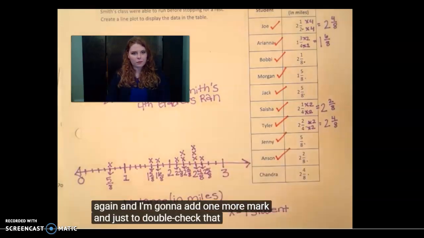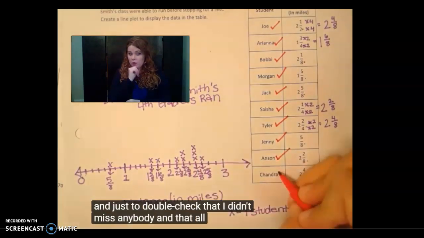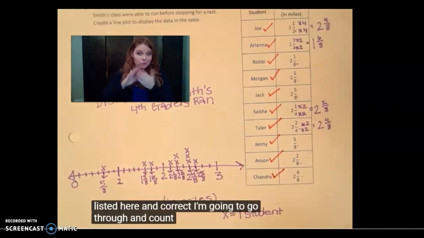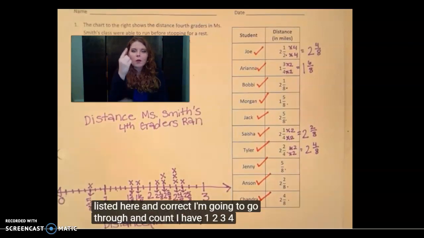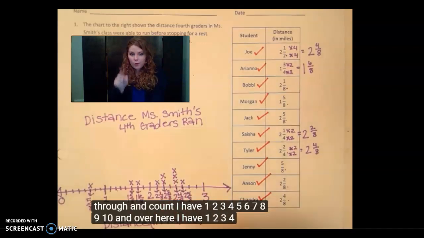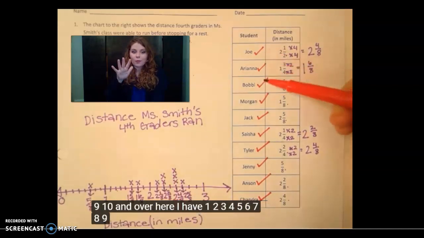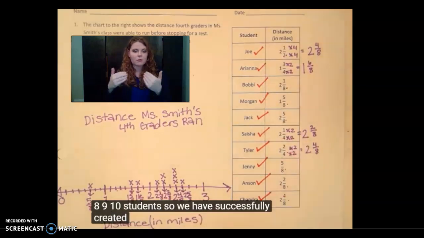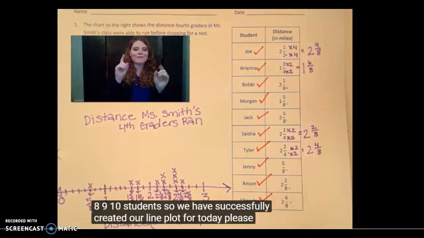And just to double check that I didn't miss anybody and that all my data is listed here and correct, I'm going to go through and count. I have 1, 2, 3, 4, 5, 6, 7, 8, 9, 10. And over here I have 1, 2, 3, 4, 5, 6, 7, 8, 9, 10 students. So we have successfully created our line plot for today.